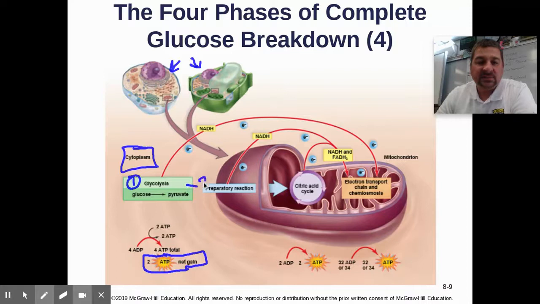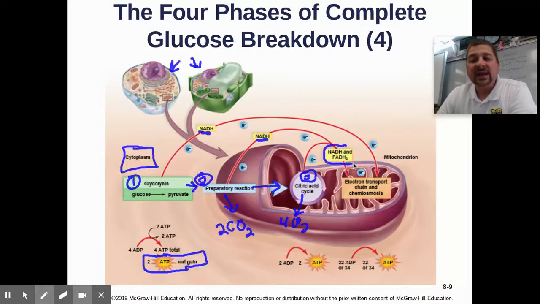Then it goes to step 2, the preparatory reaction, as it's entering into the mitochondria here, where you're going to give off some more electrons. Glycolysis gave off some electrons. Step 3 is happening in here in the matrix, the citric acid cycle. Here you broke off some carbons, 2 CO2s. The other 4 CO2s will break off in the citric acid cycle.